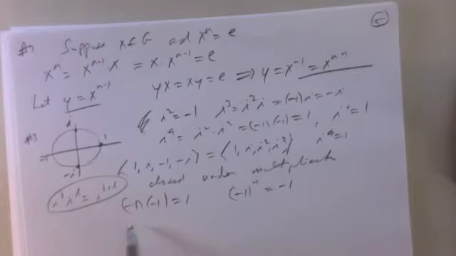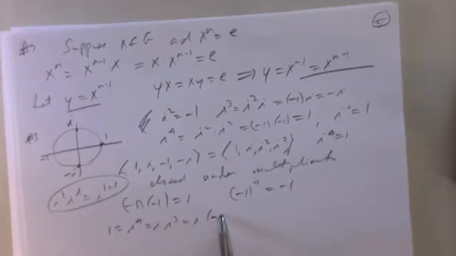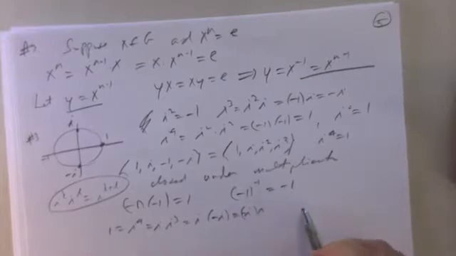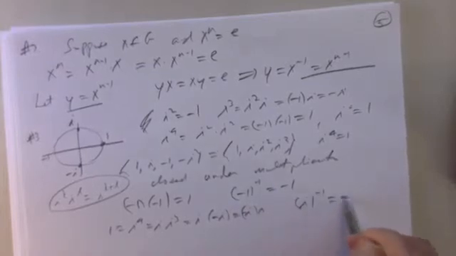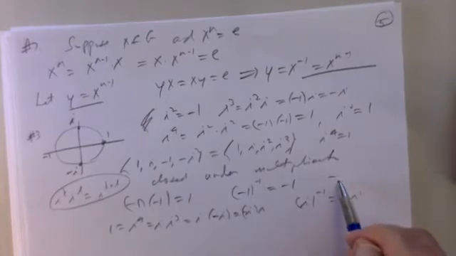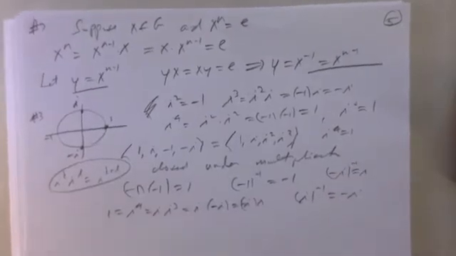I to the fourth is 1, which is the same as I times I cubed, or I times minus I, or minus I times I. So the inverse of I is minus I. And so the inverse of minus I is I. I mean, this set is closed under multiplication. It contains the identity, and it contains the inverse of each of its elements.